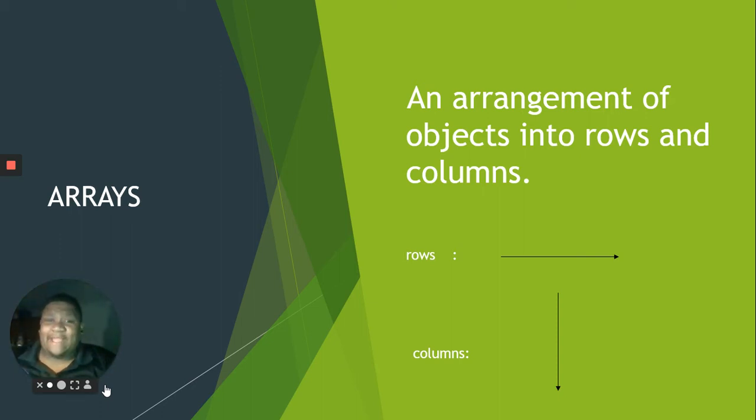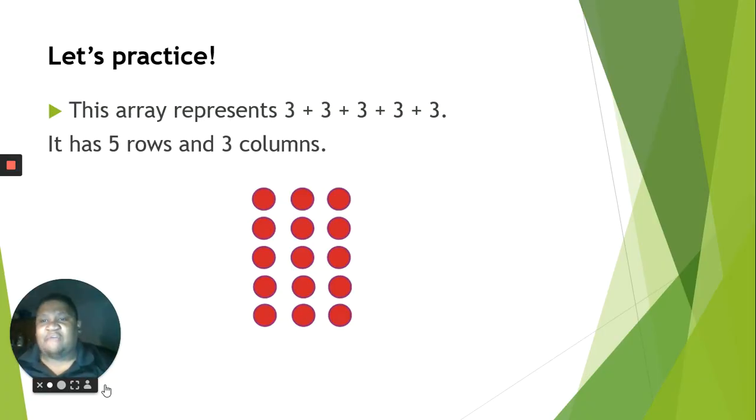So let's go ahead and practice. This array represents 3 plus 3 plus 3 plus 3 plus 3. Now we know that that is a repeated addition equation, so it must be waiting for an answer at the end. Let's identify how many rows this array has. It has 5 rows and 3 columns.